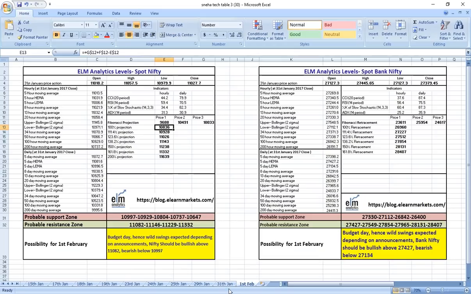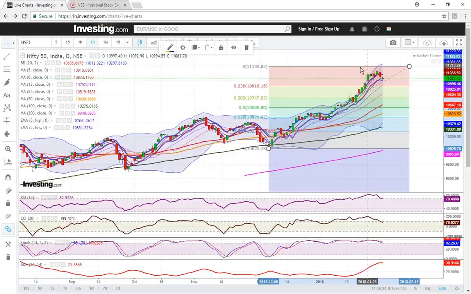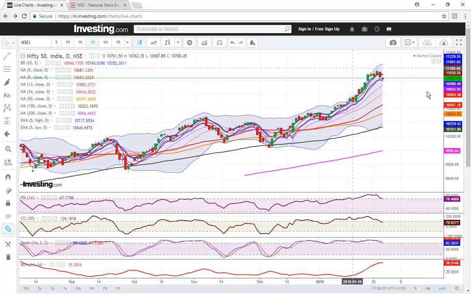So we don't always actually write all the Fibonacci projections or retracements or extensions, but we build that into the numbers. The most important one we are giving in here. So similarly, we prepare the Bank Nifty table here.